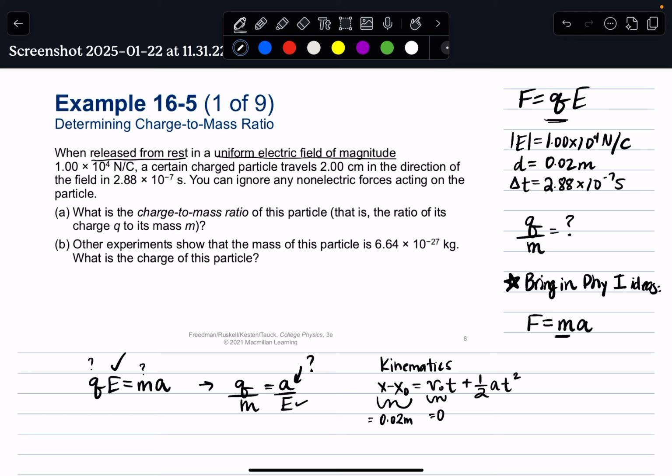And we know the time. The time was given to us: 2.88 times 10 to the minus 7 seconds. So this one makes the most sense.